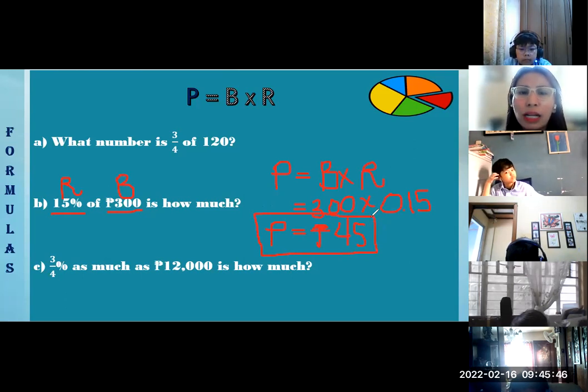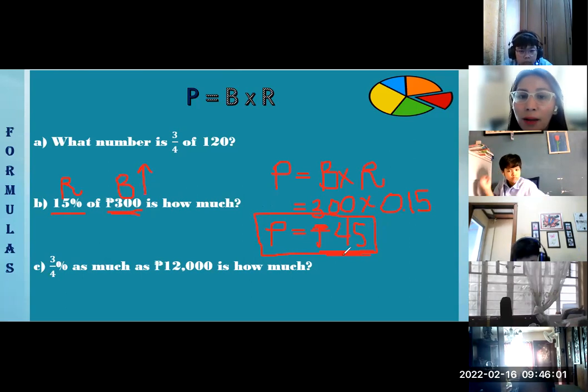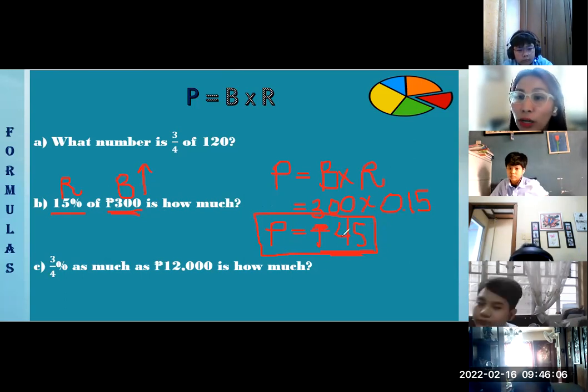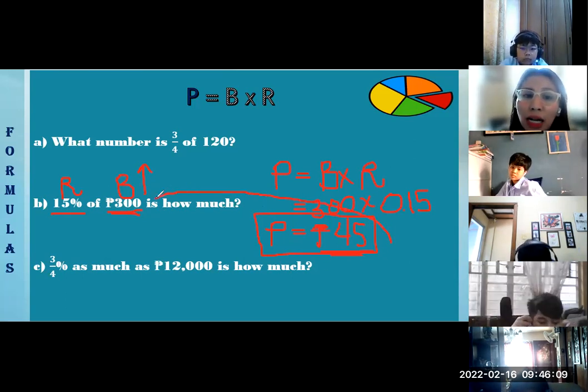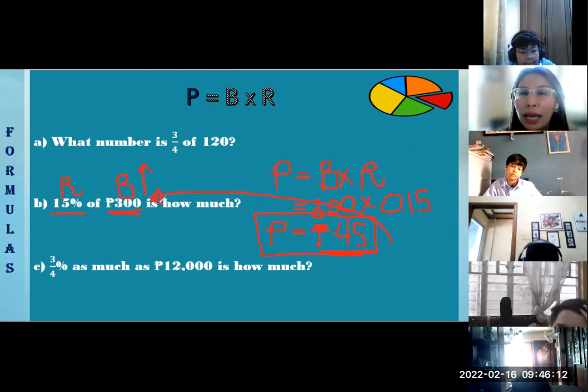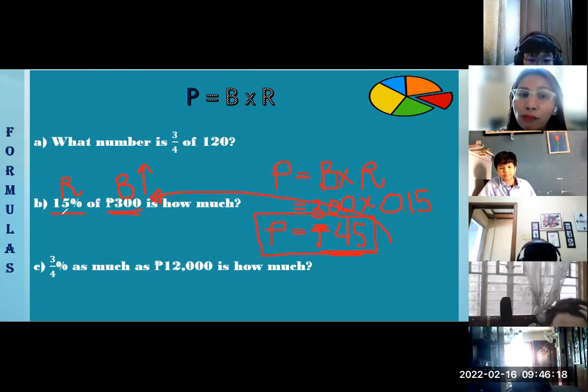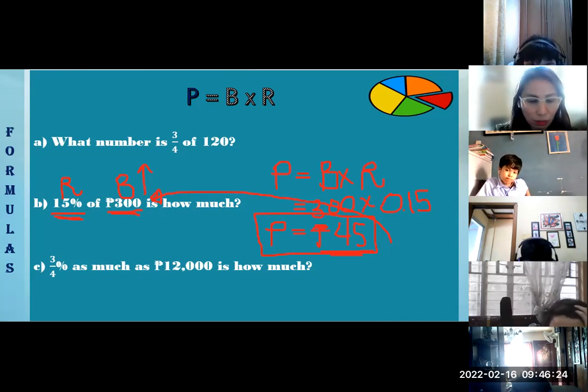Yan. So, analyze ulit natin. P natin ay 45. Ang B natin or base 300. Observe again. B is always higher than our percentage. Okay? B is always higher than the percentage. Kasi nga, si P, itong 45 is just part. Part lang siya ng 300. Okay? Kaya portion lang siya, maliit lang siya na portion. Therefore, 45 is 15% ng 300. Ayan. So, it's actually late na.